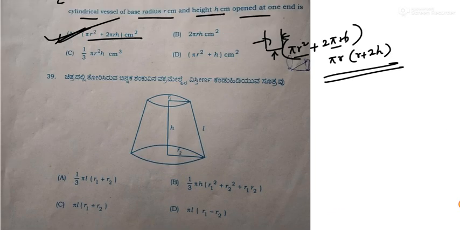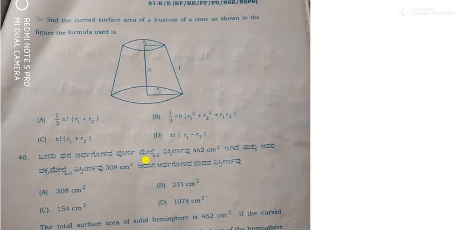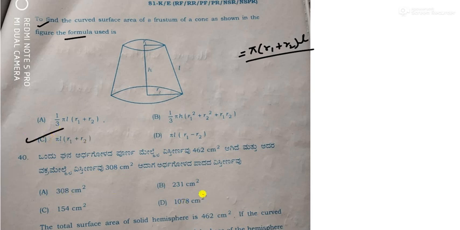Next, the last, okay, last is 39. Question number 39. To find the CSA of a frustum of a cone as shown in the figure, the formula is CSA. What is the formula? It is pi into R1 plus R2 into L, correct? That is CSA, no? Pi RL or this. So it is pi R1 plus R2 into L, option number C. Okay, that's all. It's very simple.